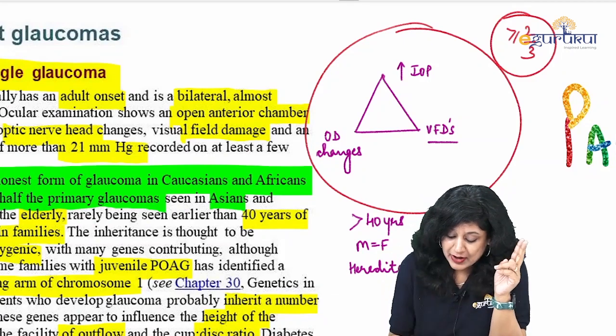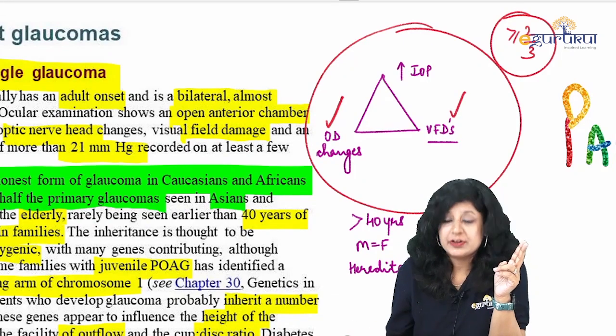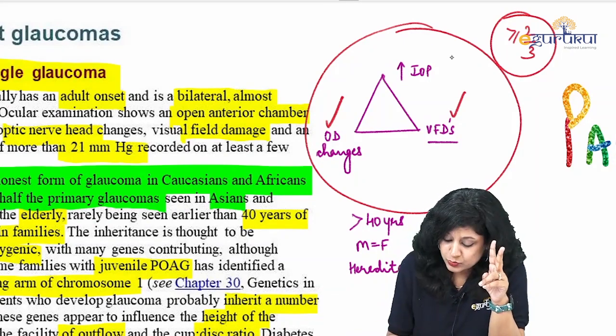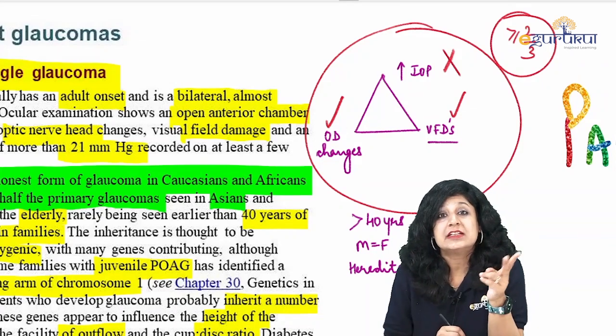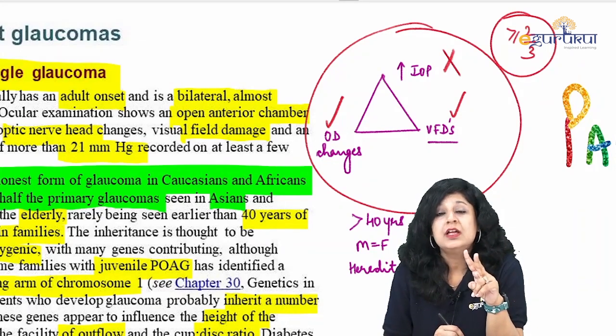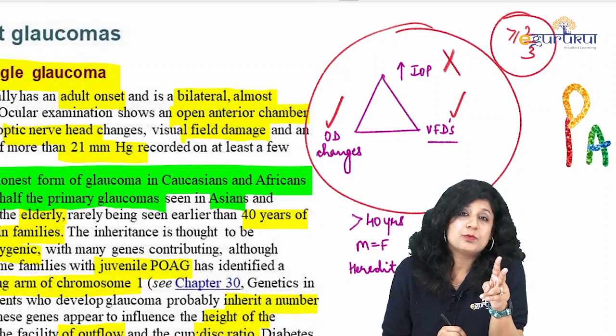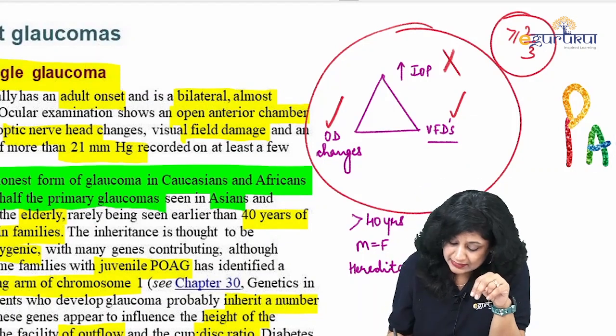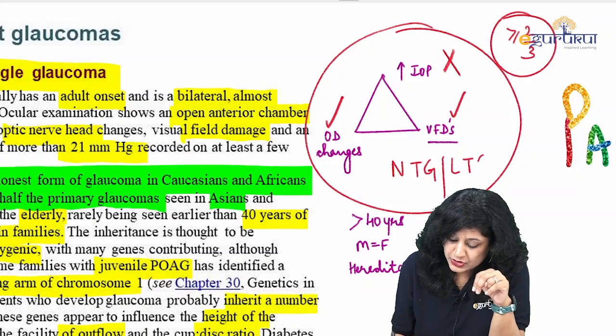So what they are saying is, if I have the optic disc changes and the visual field defects, I have 2 of them, but I do not have the raised intraocular pressure, it is glaucoma because 2 changes are there, but I cannot say that it's a normal glaucoma because IOP is normal. In that case, I will say it's a normal tension glaucoma or a low tension glaucoma.